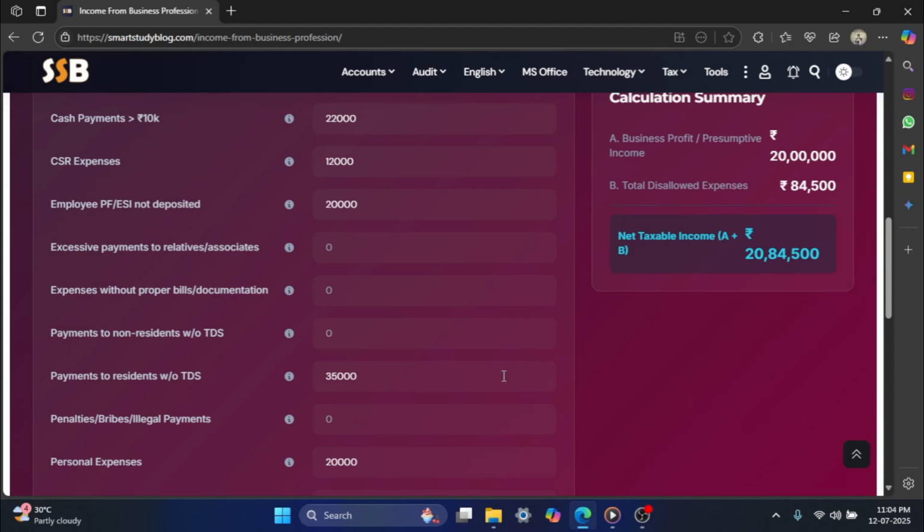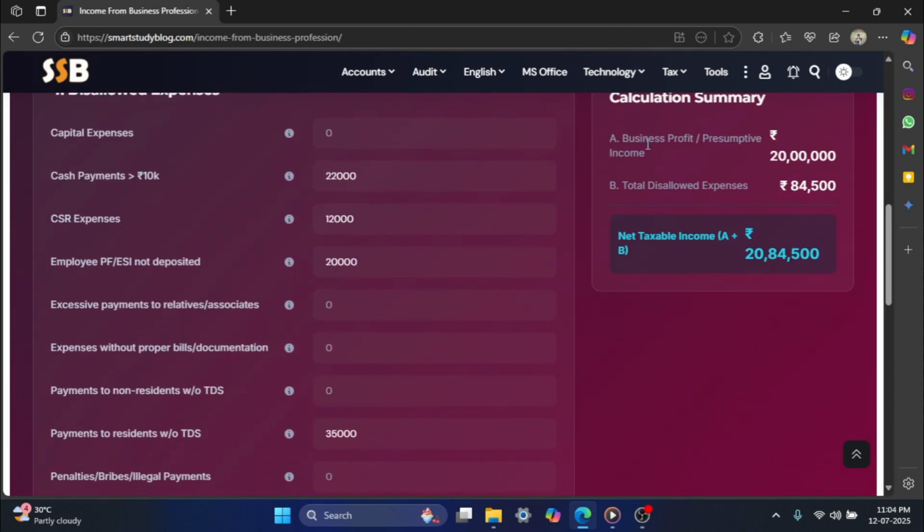Right, that makes sense. So you feed all this information in, income, maybe some of these disallowed expenses if you're under normal provisions. How does the calculator actually crunch the numbers? What do you see at the end? The beauty of it is the real-time calculation. As you input these details, it automatically updates key figures right there for you. You see your business profit or presumptive income, your calculated total disallowed expenses, and critically, your net taxable income.